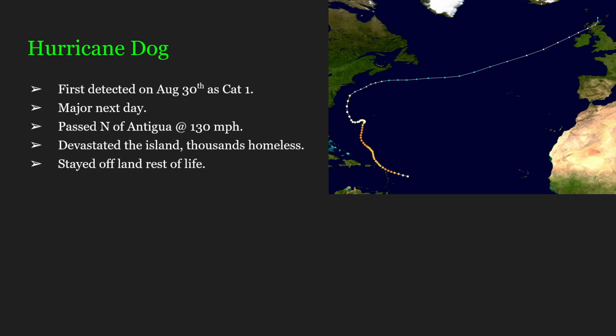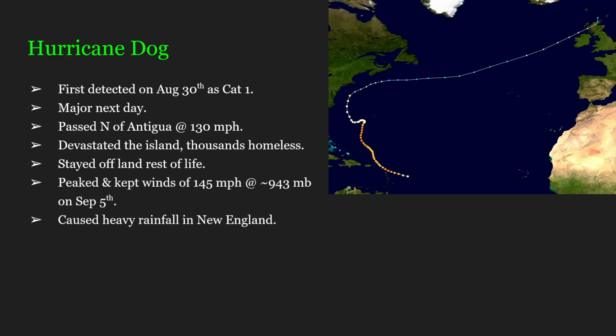less than 2 weeks ago at this point, on around the 30th or the 31st I should say, and this would leave thousands homeless. Dog would not go anywhere relatively near land for the rest of its life until becoming an extratropical storm. Dog would peak on September 5th. Dog peaked at 145 miles per hour and kept those winds for around, I believe, 18 hours, and had a minimum pressure of around 943 millibars.